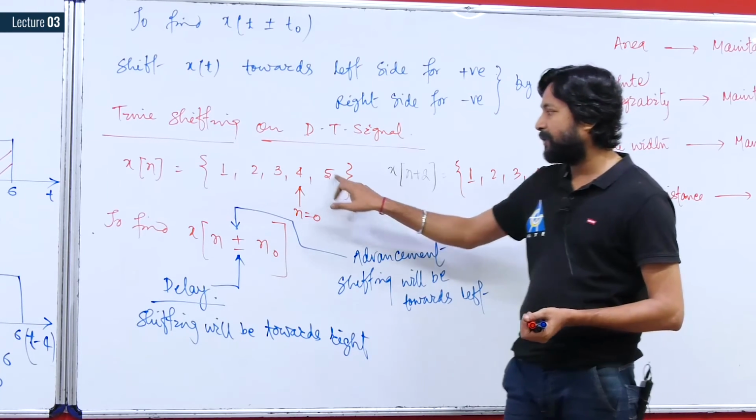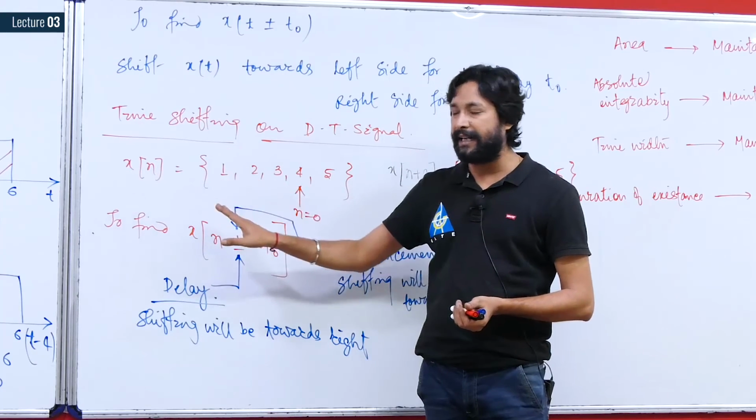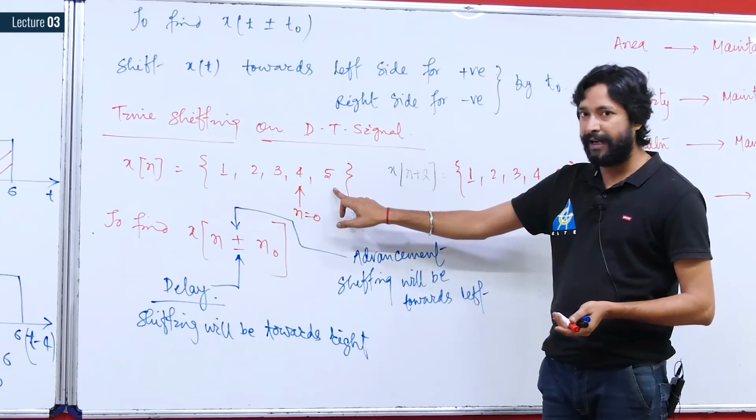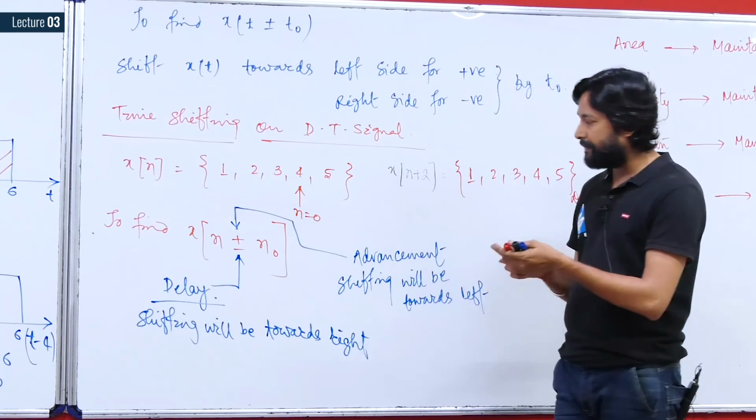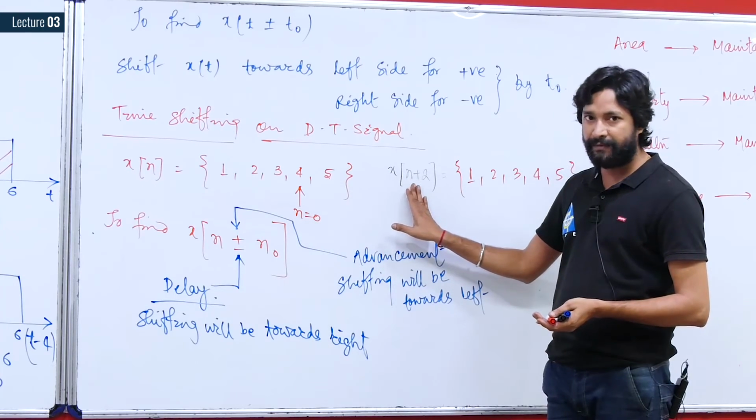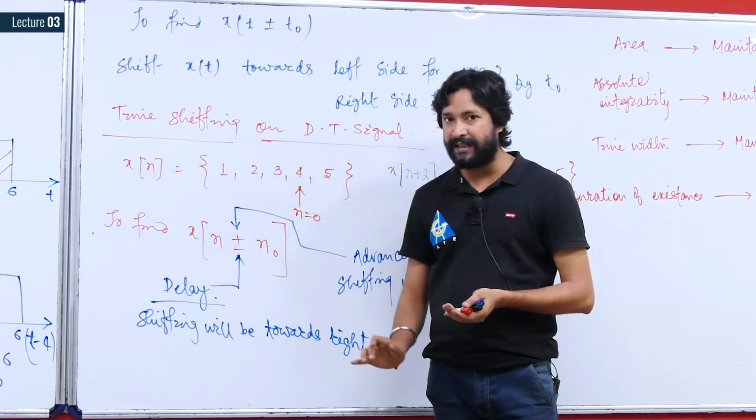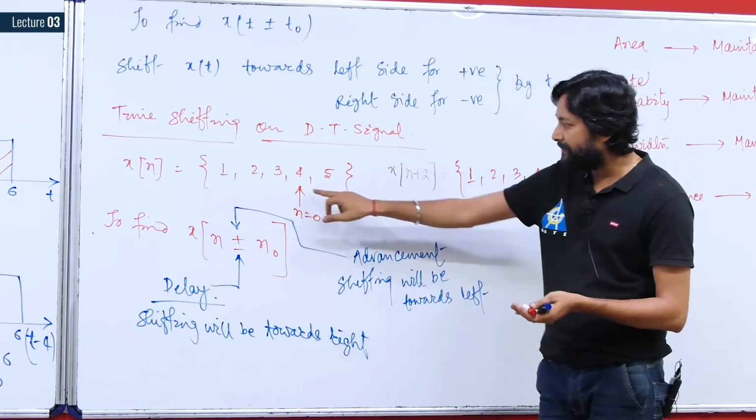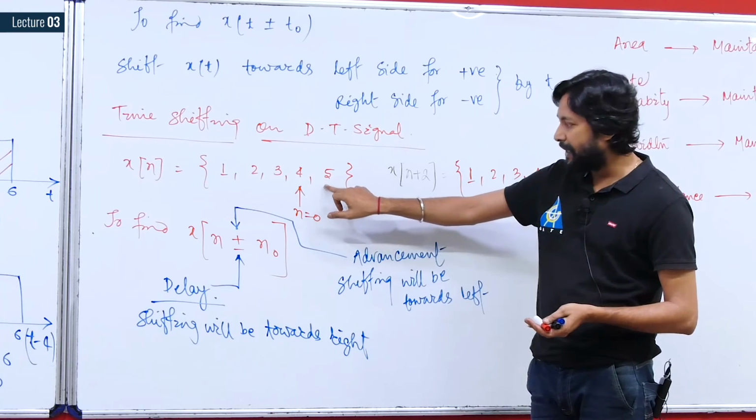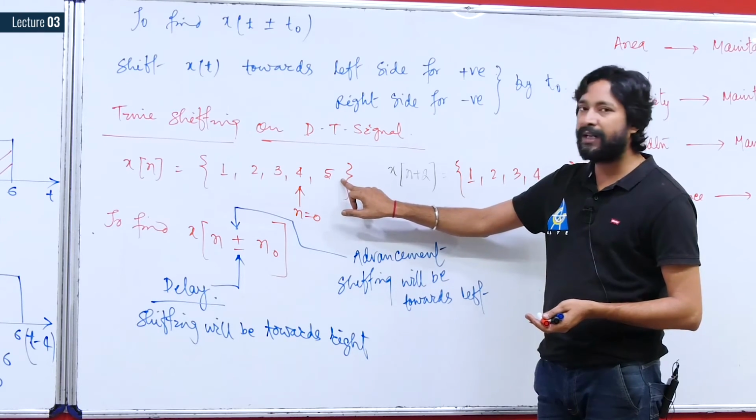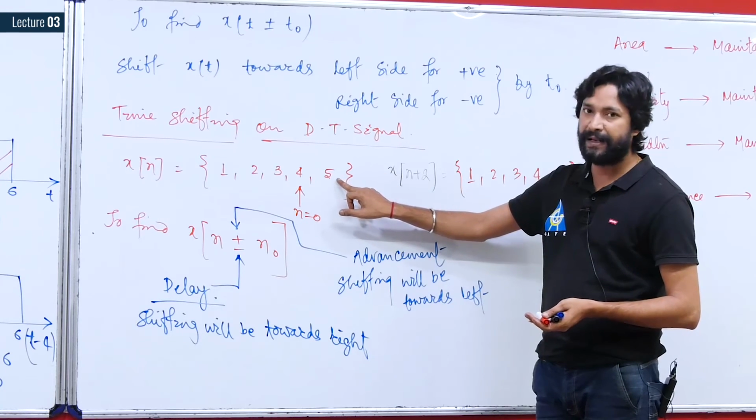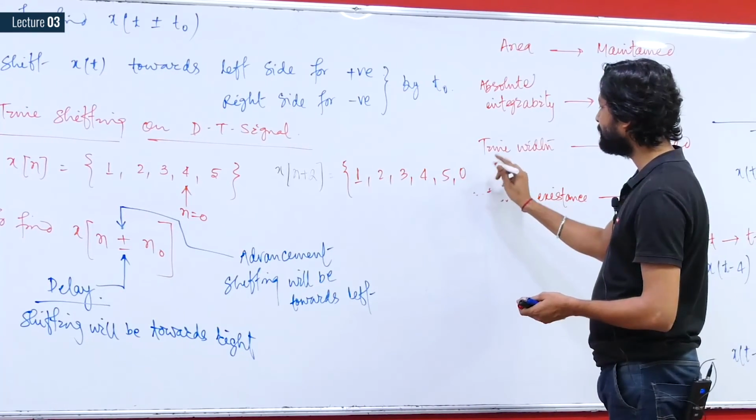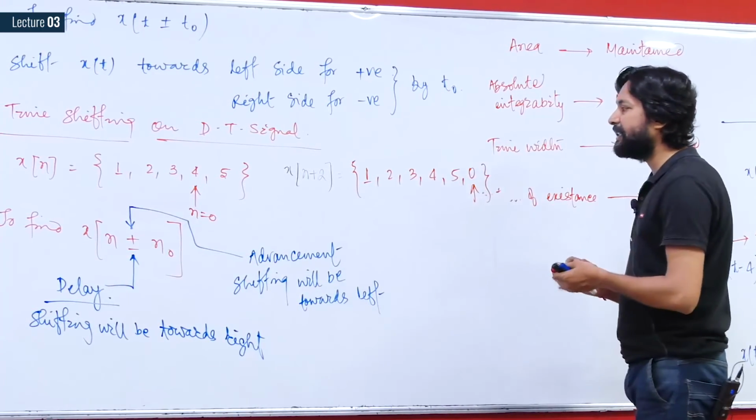Now, if nothing is given after 5 or before this one, it means that all the sample values before this one are 0, and after this 5 all the sample values are again 0. So if you have to plot x of n plus 2, you have to shift this signal 2 times to the left hand side, or you can say you have to shift this origin 2 times to the right hand side. If you shift the origin one time, it will be at 5. You have to shift the origin 2 times, and here you are not seeing any value, which means the value after 5 is 0. So you will plot the signal like this. Now it is your signal x of n plus 2.